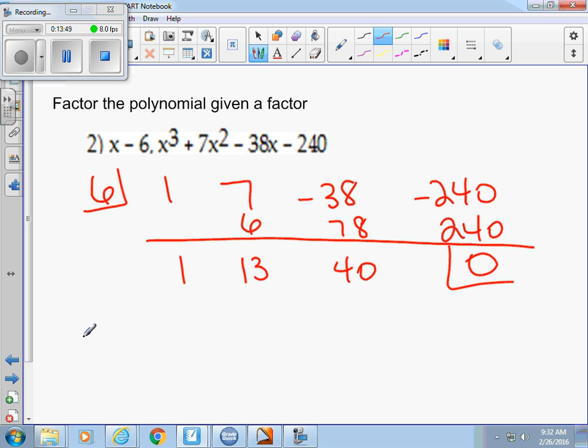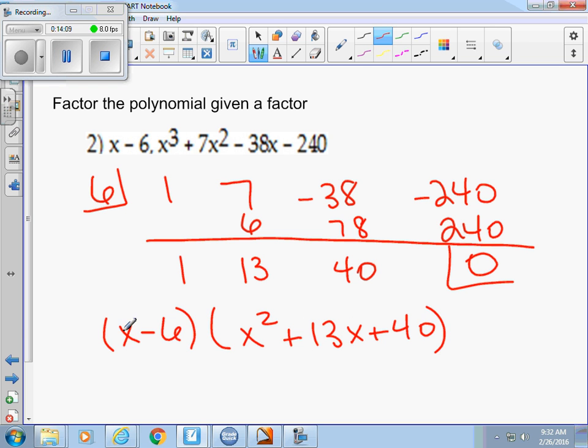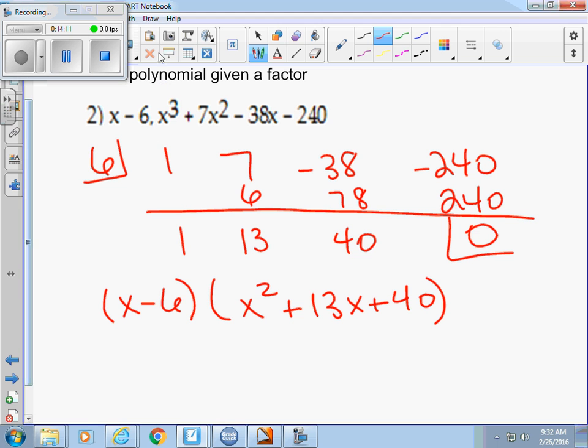It is. What that means is that I could have rewritten this polynomial as x minus 6 times x squared. Where did I get the x squared, by the way? One power down. x squared plus 13x plus 40. Could I have ever factored a cubic like that before? No. So I just factored something that I couldn't have factored before.